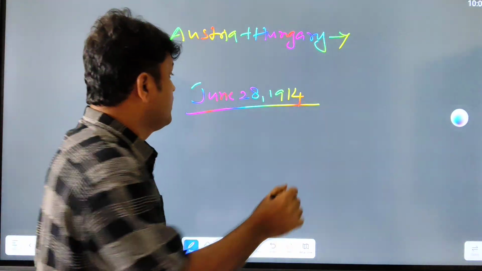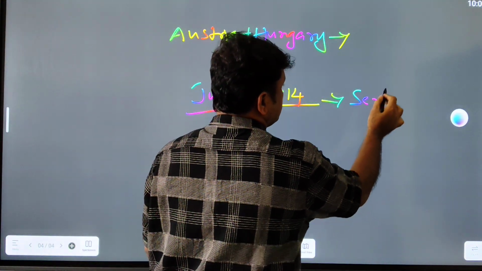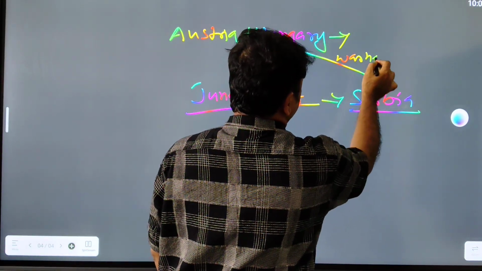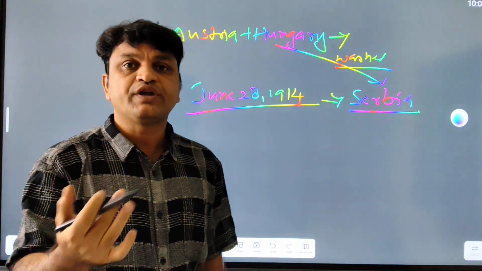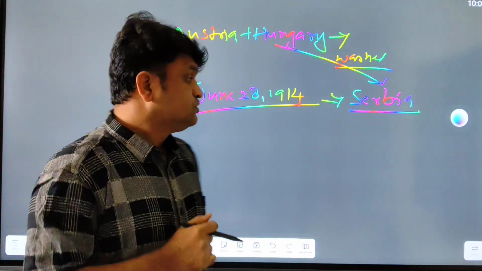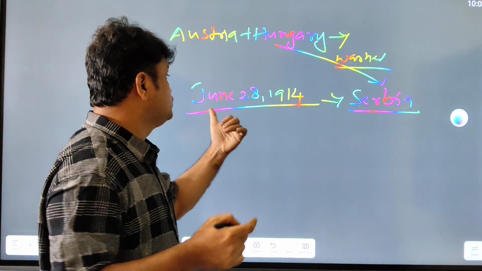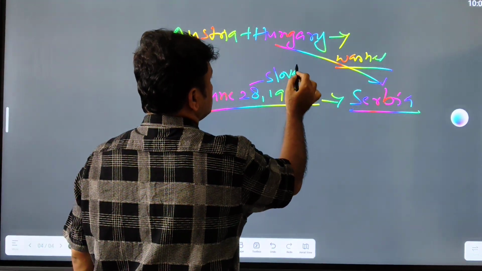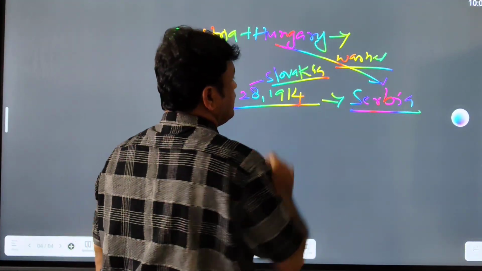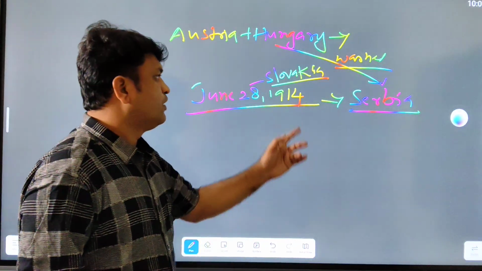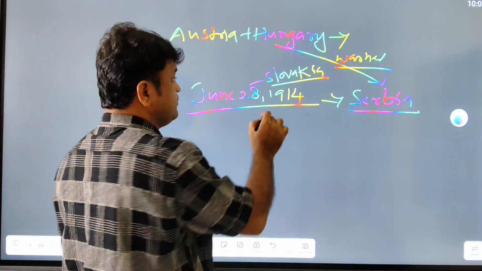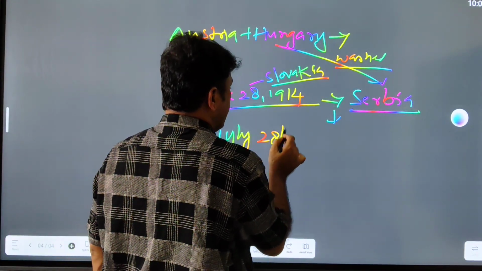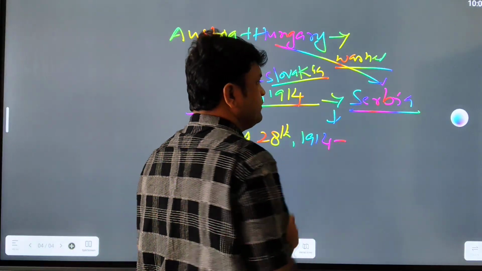Austria has warned which country? Serbia. Austria has warned Serbia. Why did they warn? And they are asking for an explanation. Why you killed our prince? Okay. So when did it take place? On June 28, 1914. Where did it take place? In Slovakia. Okay. Czechoslovakia. Then they have given 1 month time to Serbia.